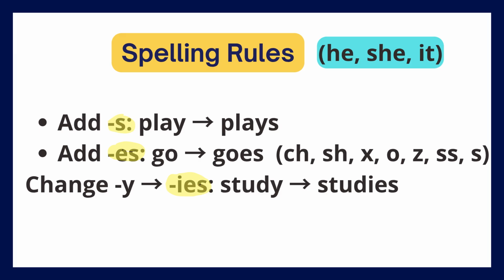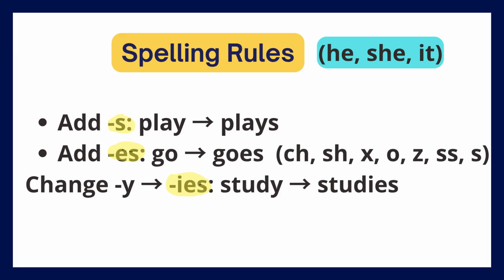Most verbs, you're going to add s at the end, like play, plays, travel, travels, read, reads, work, works. But if the verbs end in ch, sh, x, o, z, double s, or s, you are going to add es at the end, not just add s, all right?